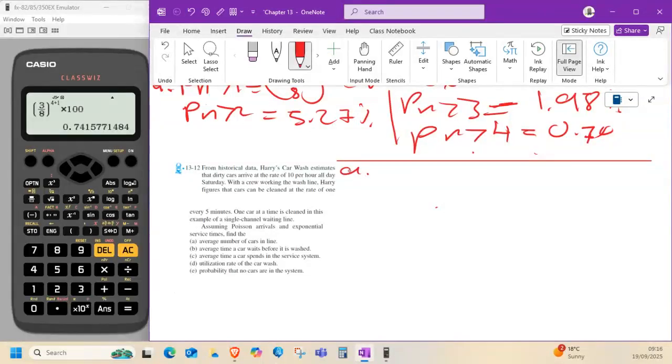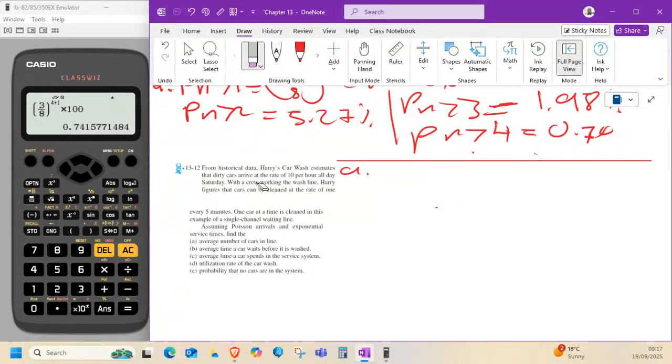From historical data, Henry Car Wash estimates that daily cars arrive at a rate of 10 per hour all day Saturday, with crew working the wash line. Harry figures that cars can be cleaned at the rate of 1 every 5 minutes. You see, now we have two rates that are not equal. We have 10 per hour, and we have 5 minutes, servicing how many? 5 minutes, one car.